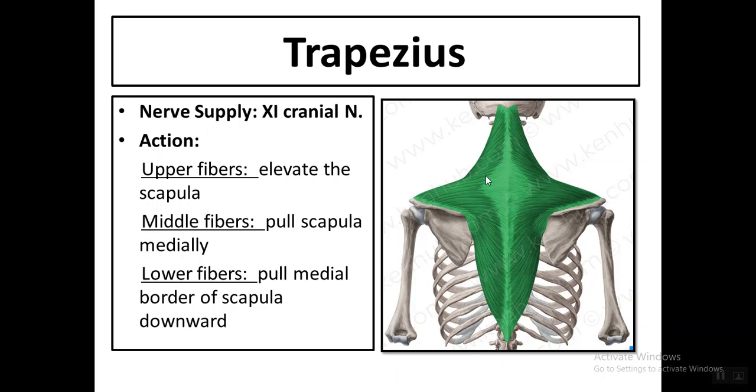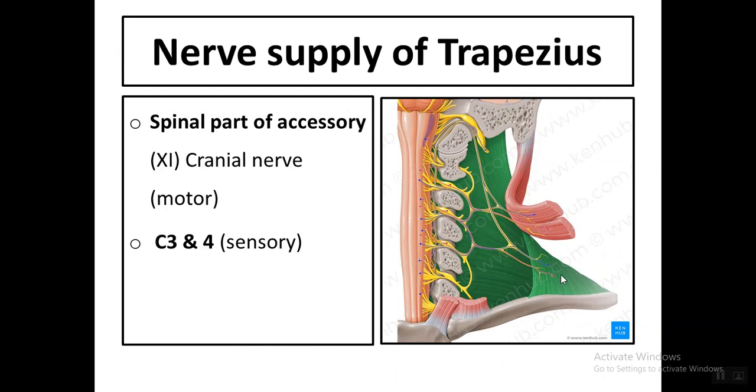The upper fiber will elevate the scapula, while the middle fiber will pull the scapula medially, while the lower fiber will pull the medial border of the scapula downward. As we said before, the nerve supply of the trapezius is the 11th cranial nerve, the spinal part of the accessory nerve, which is motor to the muscle. And the sensory supply to this muscle is through the C3 and C4 nerves.